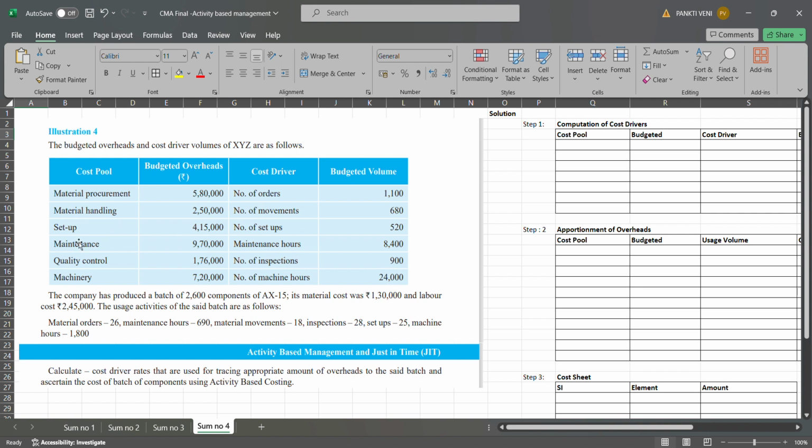Similarly, here they have given us material procurement, material handling, setup cost, maintenance cost, quality control, machine as my cost pool. Then we have budgeted overheads, then we have cost driver. So suppose if I go out, a traveling cost, so that traveling cost is for how many passengers? Say 3 passengers. So 3 passengers will be my cost driver.